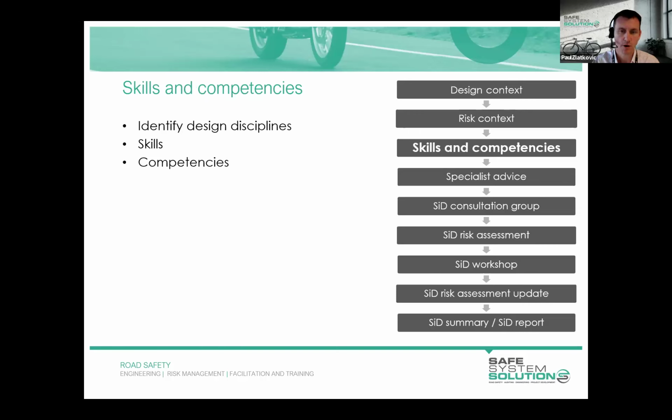The next step, just as we spoke about yesterday, is to identify the skills and competencies that will need to be included in the design team, or will need to be consulted as part of the safety and design process to make sure that we have a complete understanding of the design that we're working on. Projects can be quite complex. A lot of design disciplines need to be involved to produce a design, and we need to make sure that they're all identified and represented in that safety and design process.